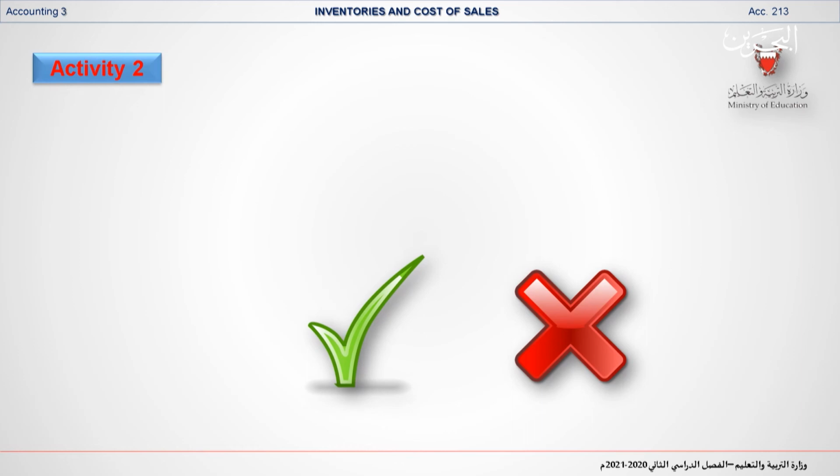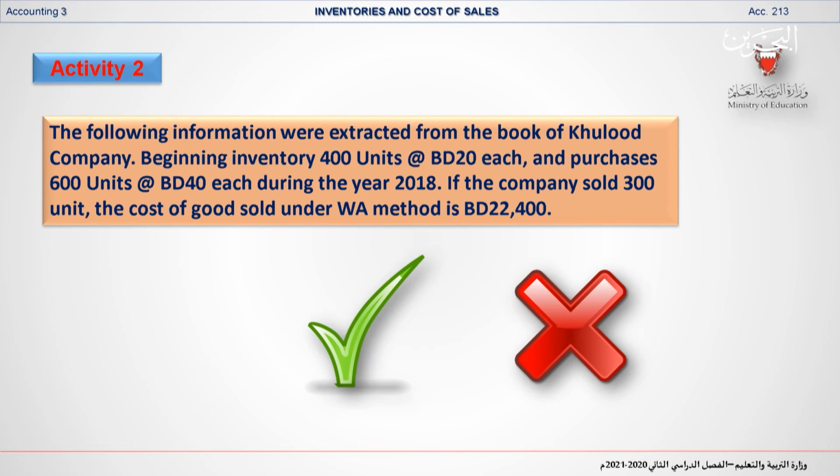Dear student, this is a true or false question. The following information was extracted from the books of Khulud Company. Beginning inventory was 400 units at 20 BD each, and purchases of 600 units at 40 BD each during the year of 2018. If the company sold 300 units, the cost of goods sold under weighted average method should be 22,400 BD. So, is the calculation of cost of goods sold under the weighted average method true or false?